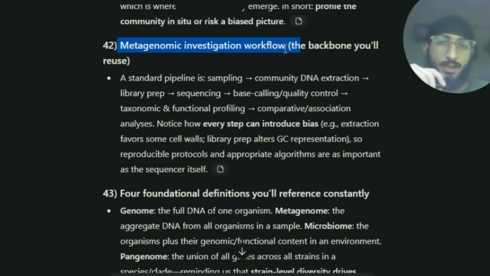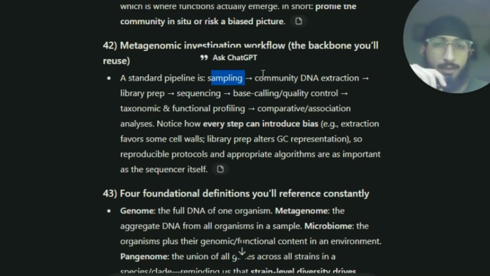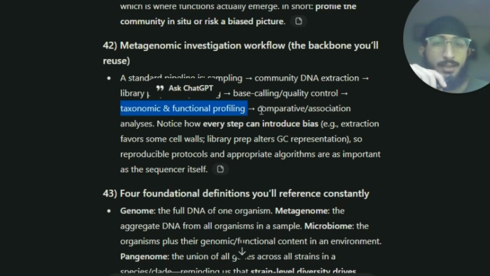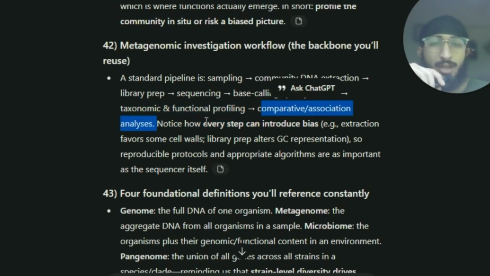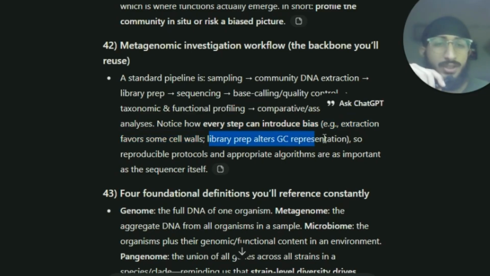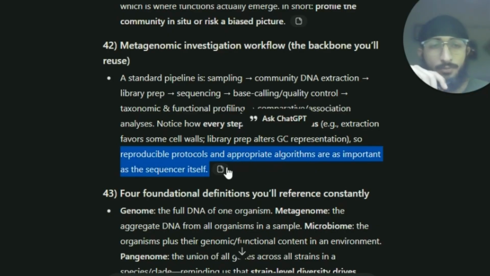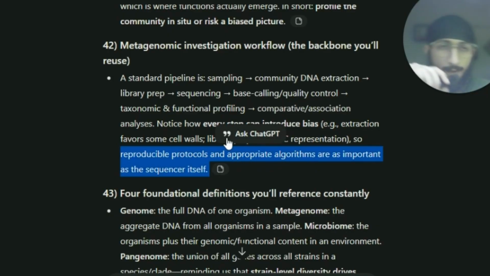Now, the metagenomic investigation workflow, the backbone you'll reuse. A standard pipeline is sampling, community DNA extraction, library prep, sequencing, base calling and quality control, then taxonomic and functional profiling, then comparative association analysis. Notice how every step can introduce bias. For example, extraction favors some cell walls, and library prep alters the GC representation. So, reproducible protocols and appropriate algorithms here are as important as the sequencer itself.